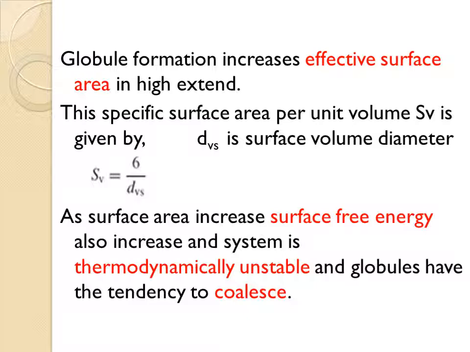Once the surface free energy increases, the system becomes thermodynamically unstable. Thermodynamically unstable means that the globules which are formed are going to merge together again to decrease the change in surface area, and that's why it is thermodynamically unstable.